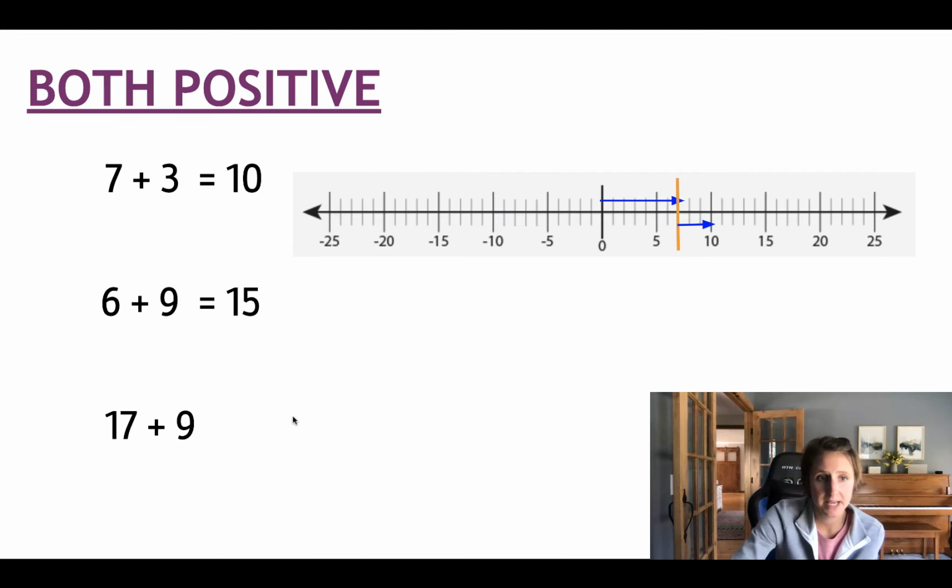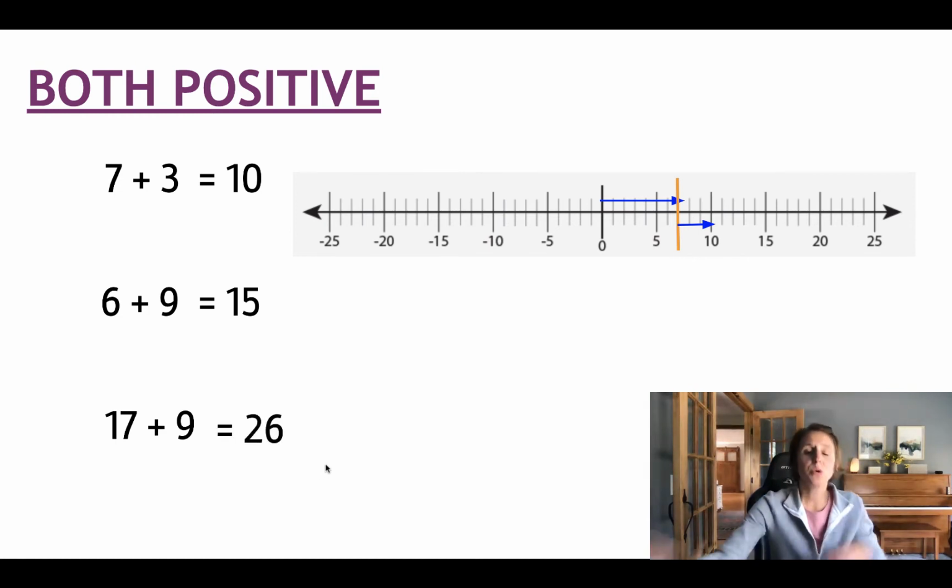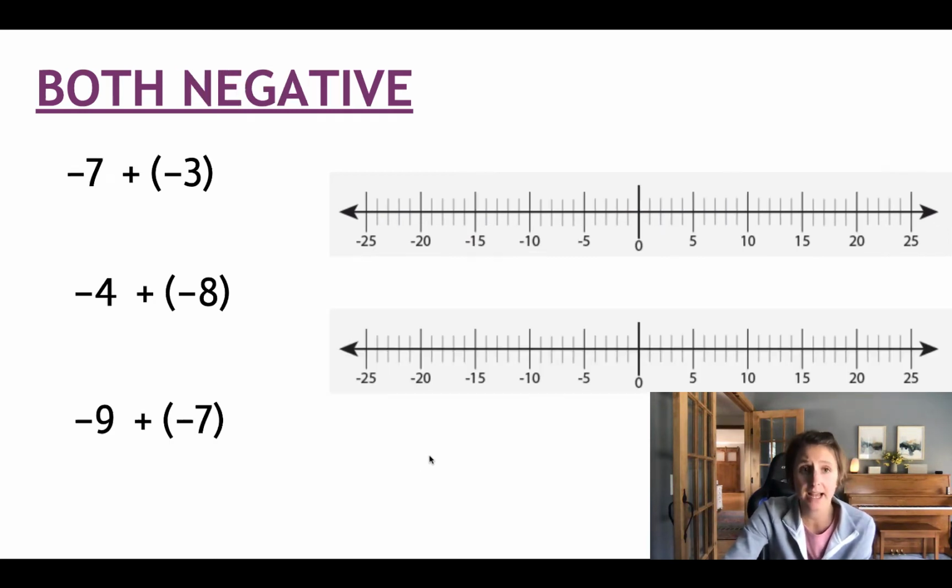Write down the last example for both positive. 17 plus 9. You're going to be walking further into positive land. Your answer is 26. So use what you already know about adding integers. And what if this time we have integers where both of them are negative? Infer right now. Make an informed guess. Do you think that you'd be walking further into negative land if both integers are negative?